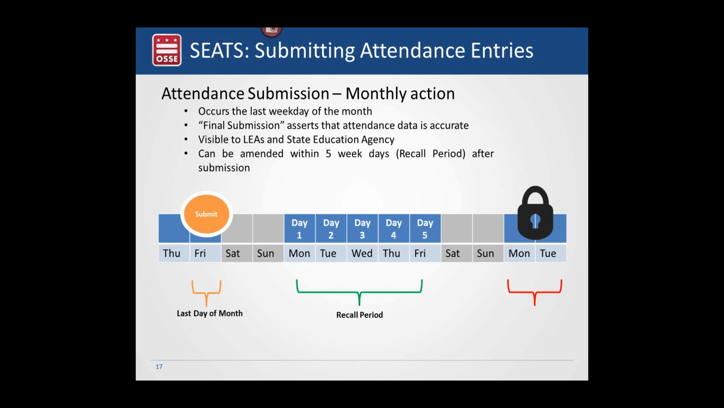You have a recall period. The recall will recall the entire attendance back, and then you can make any changes you need to do. And then when you submit it, after the fifth day, it will lock. The lock is when you have to contact the LEAs who are sending the students. If you have to make any changes to a particular student, you'll have to contact that sending LEA.